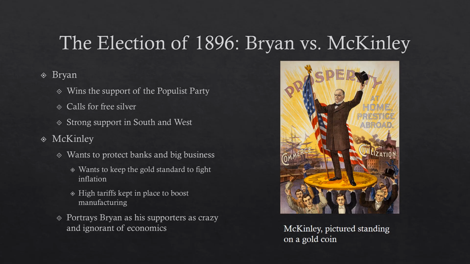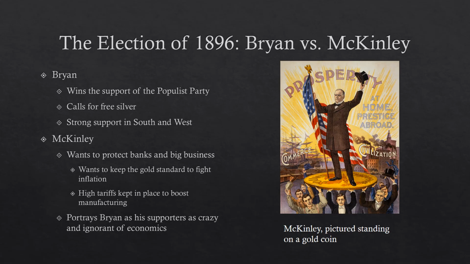McKinley, on the other hand, is kind of an old-fashioned type, and he wants to stick with what he knows, or what has been going on so far. So he wants to keep banks and big business safe because he views those as the heart of American strength. To do this, he wants to keep the gold standard to prevent inflation, which could hurt the banks. And he also wants to keep in place high tariffs, which would help boost American manufacturing, even though it would make prices higher for normal people.